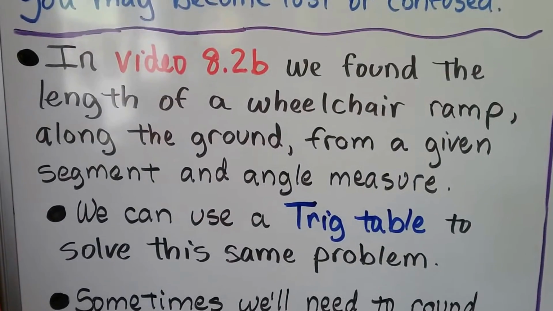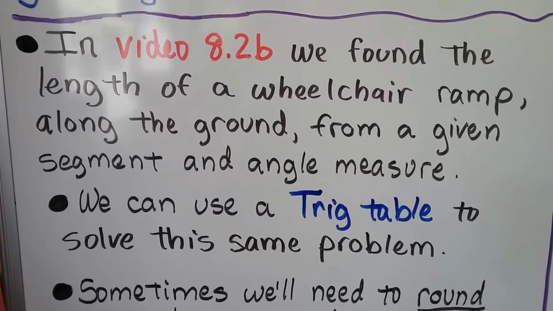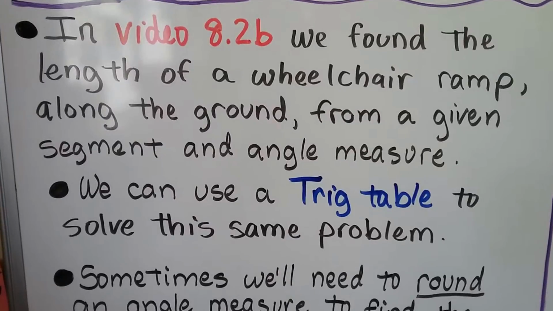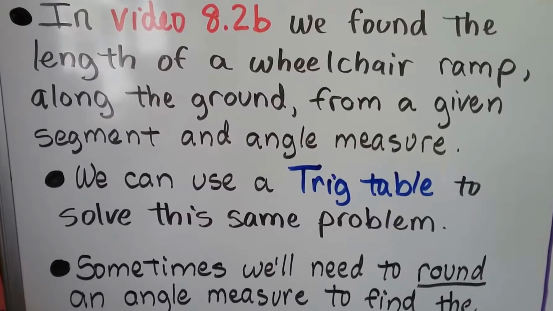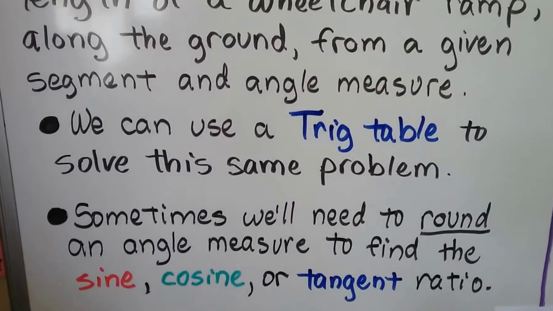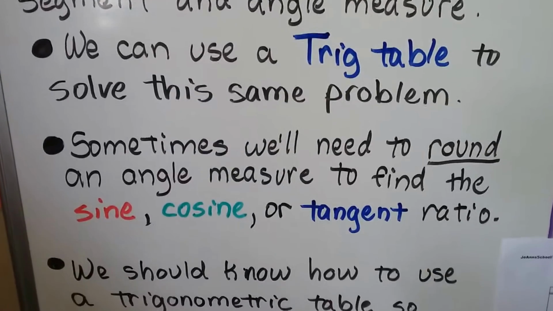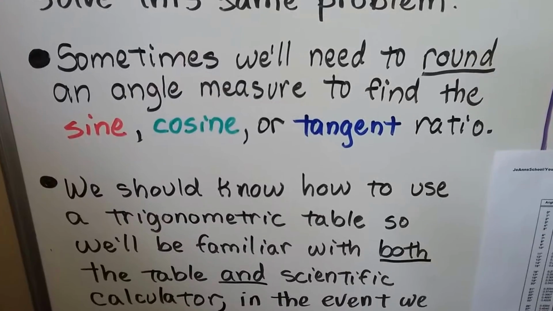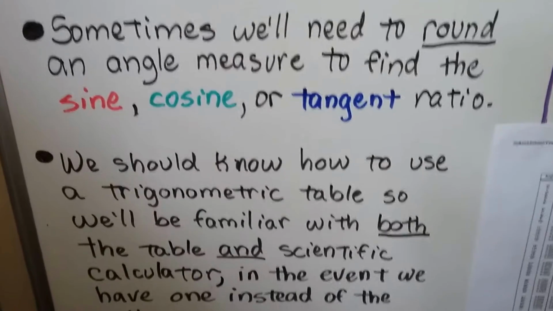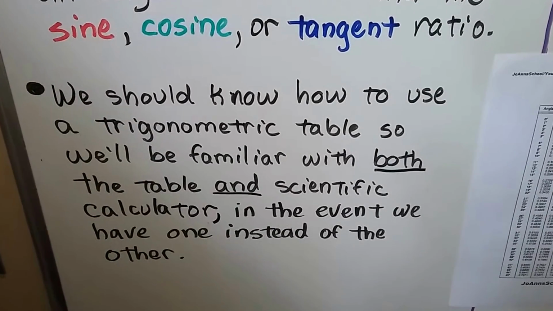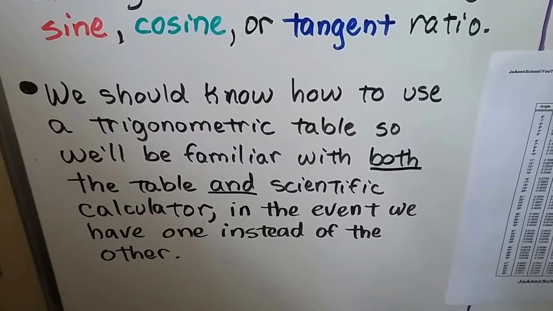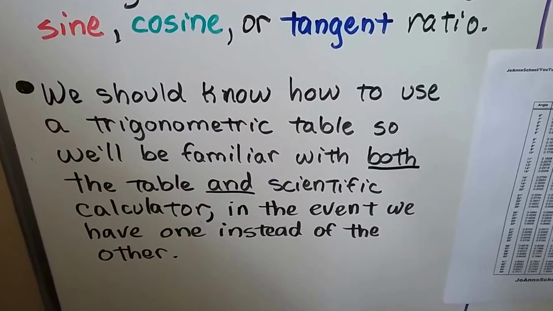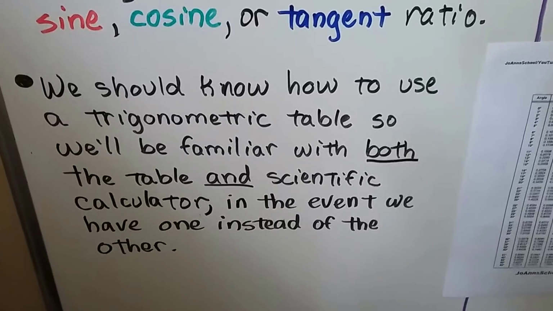So in the last video, 8.2b, we found the length of a wheelchair ramp along the ground from a given segment and angle measure. And we can use a trig table to solve this same problem. Now sometimes we'll need to round an angle measure to find the sine, cosine, or tangent ratio. And we should know how to use a trigonometric table, so we'll be familiar with both the table and scientific calculator in the event we have one instead of the other.